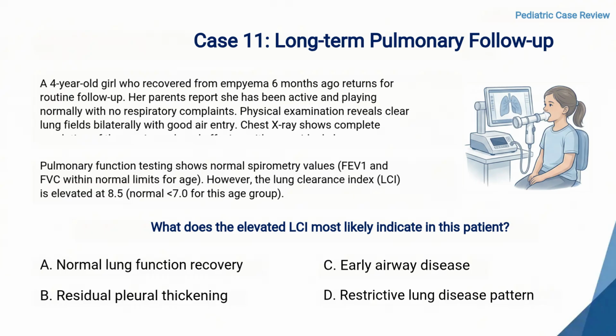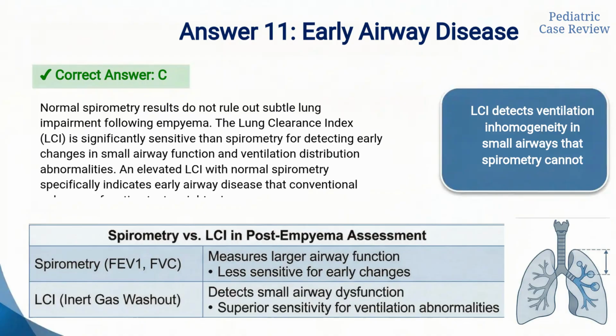Option A, normal lung function recovery. Option B, residual pleural thickening. Option C, early airway disease. Option D, restrictive lung disease pattern. The correct answer is option C, early airway disease.